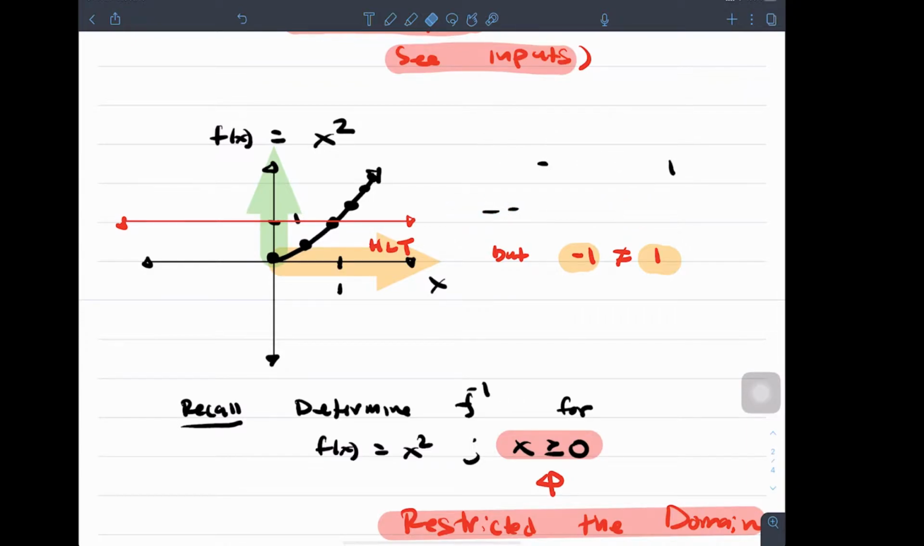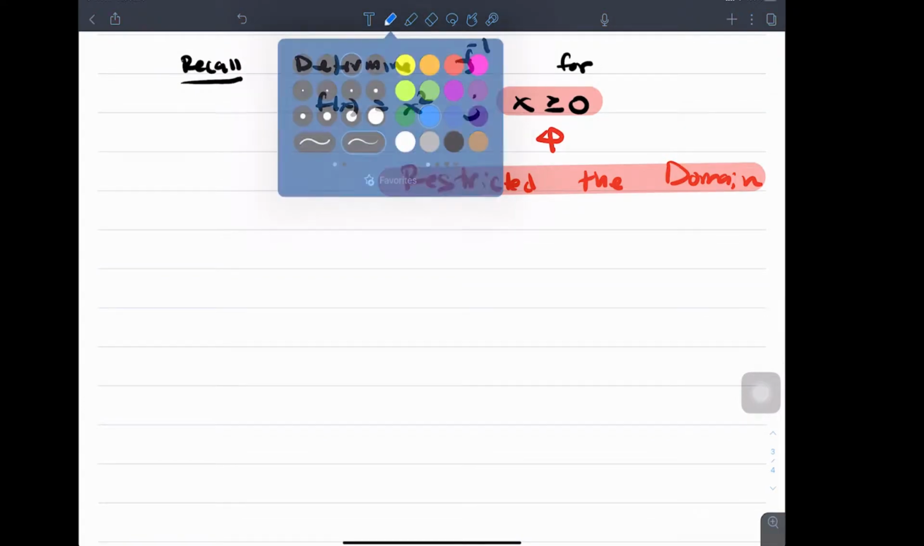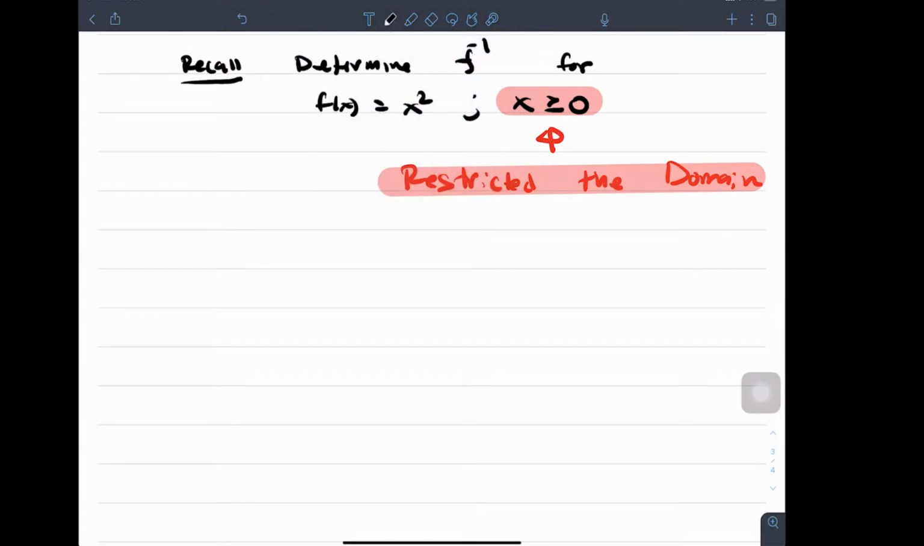Okay? It passes the horizontal line test. It hits the curve exactly in one spot. Okay? So there was a process. And I'll go through the process. You don't have to do this process, but just for completion's sake and in honor of the S.